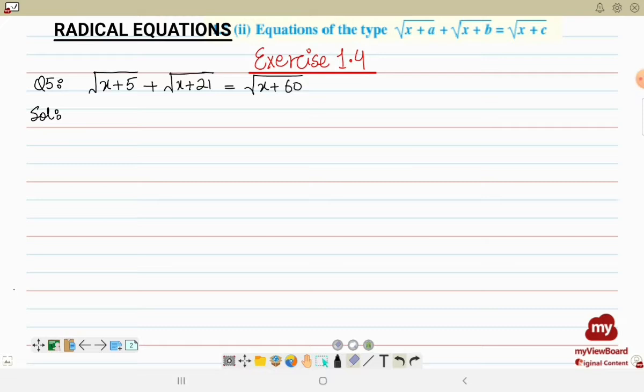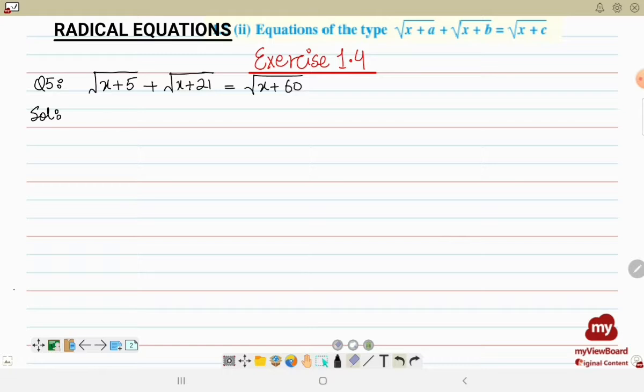In this video, we will solve the radical equation of type 2. In my previous video, we solved radical equation of type 1. Let's solve question number 5 of exercise 1.4. We are supposed to remove these radical signs. How are we going to remove them?